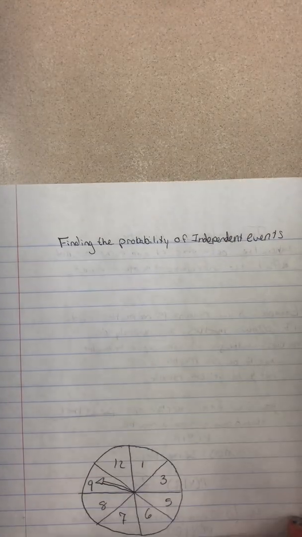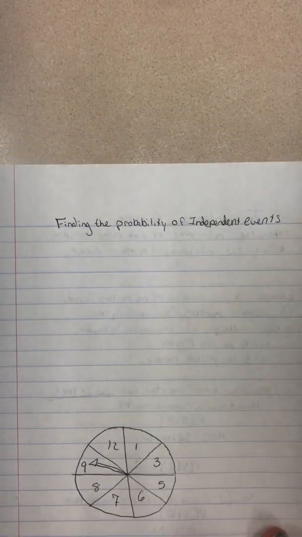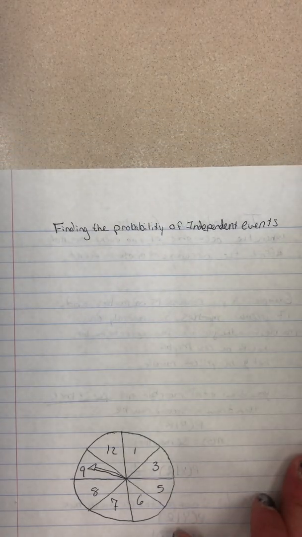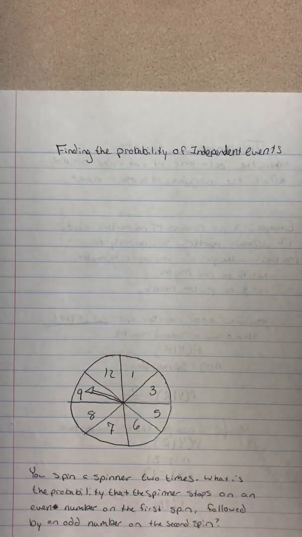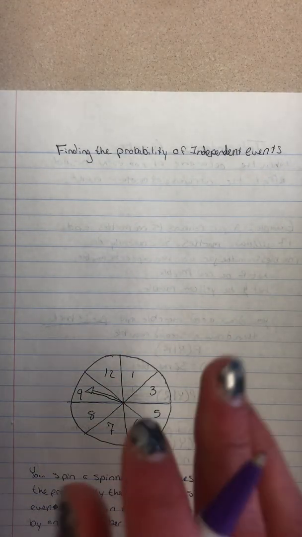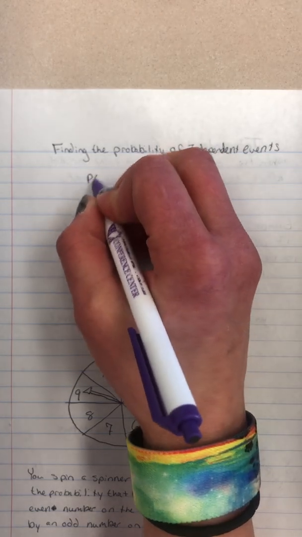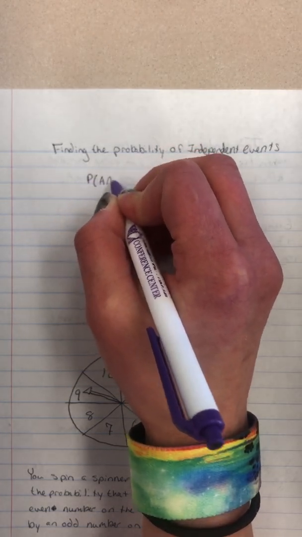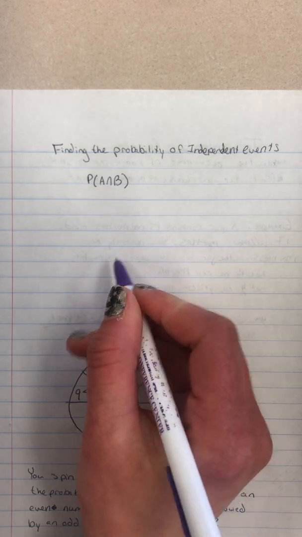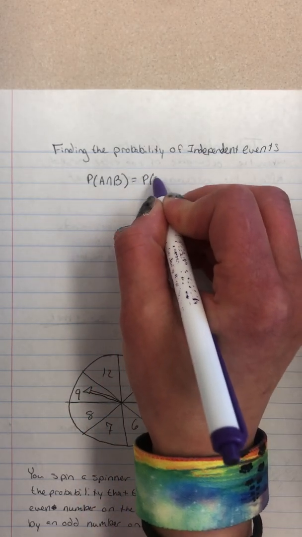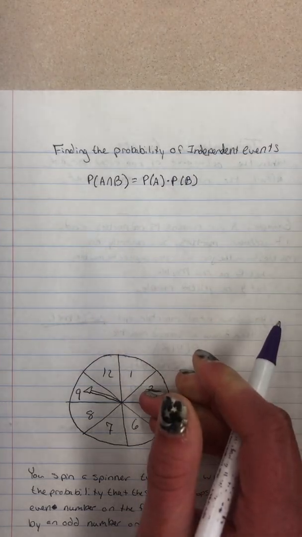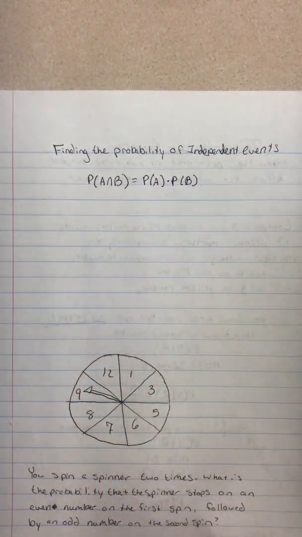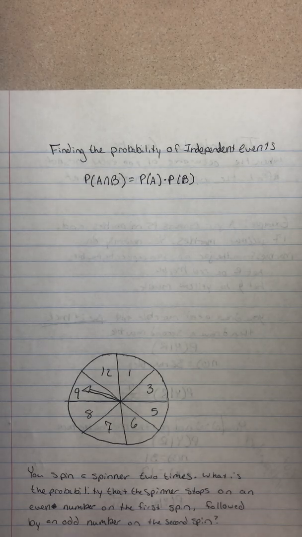Now let's find the probability of independent events, and then we're going to go to our spinner in a minute. Finding the probability of independent events, not like the last one we just had, follows one specific formula. The probability of A union B is going to be the probability of A multiplied by the probability of B. Again, A and B are just different events. We're going to show you this on the next example that we're going to look at.